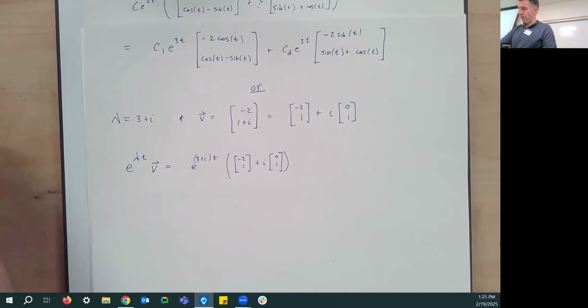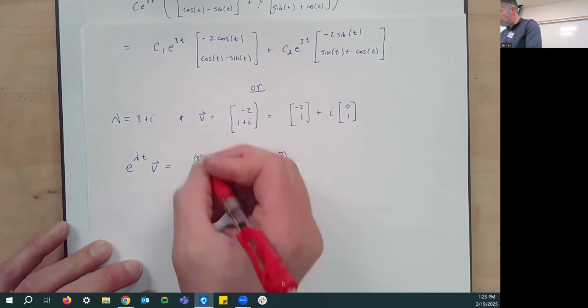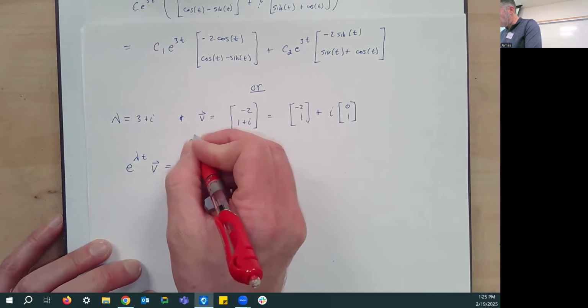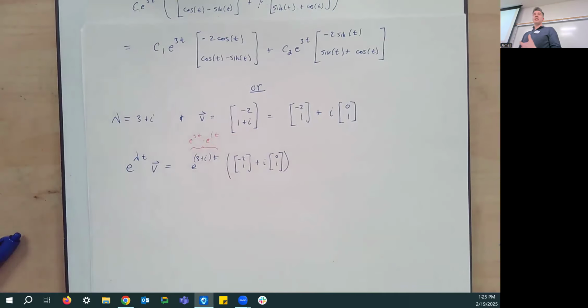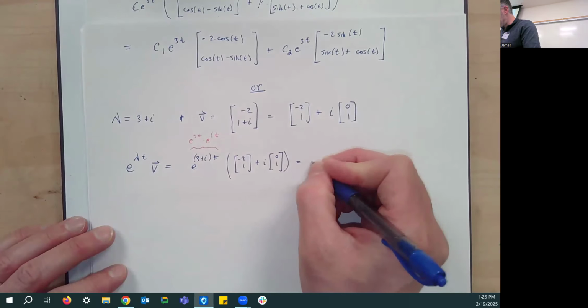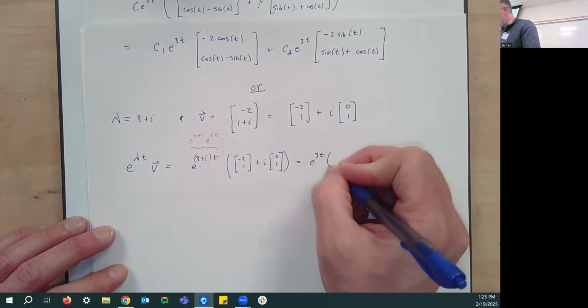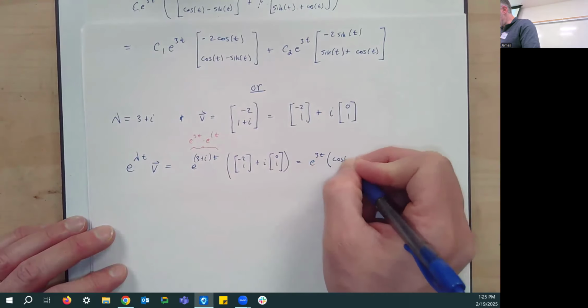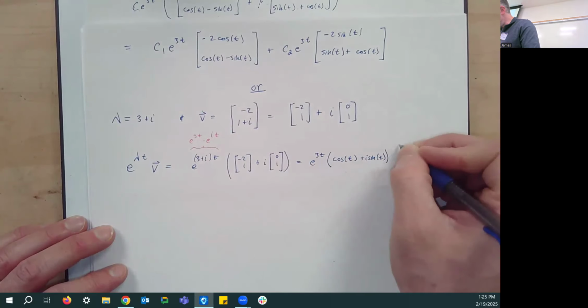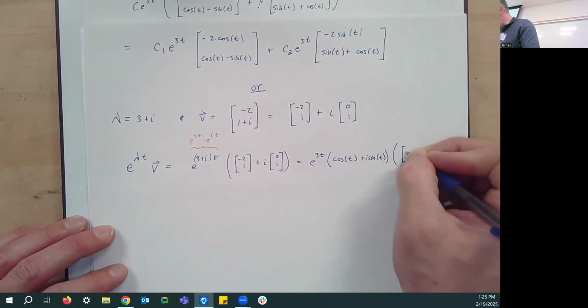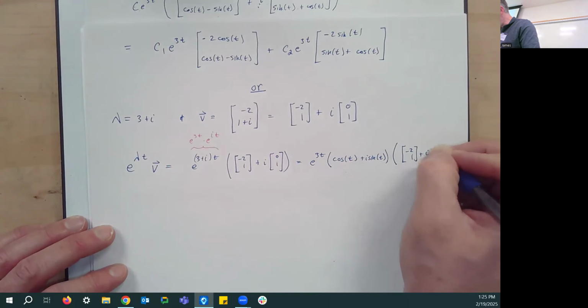So let's point out that this e to the 3 plus i t is again just e to the 3t times e to the it, and the e to the it part is going to be our cosine of t plus i sine of t. So what we're going to get here is e to the 3t times cosine of t plus i sine of t times these two vectors, -2, 1 plus i times 0, 1.